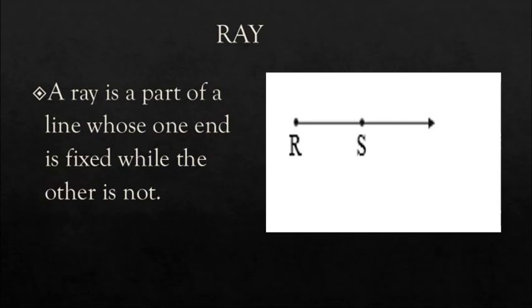Also, while naming this, we will say it is ray RS. One important thing you have to remember while naming the ray is that you always have to start from the origin point. So you cannot name it as SR. You always have to name it as RS. You will always start from the origin point.